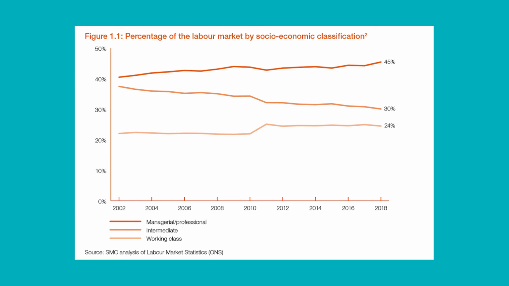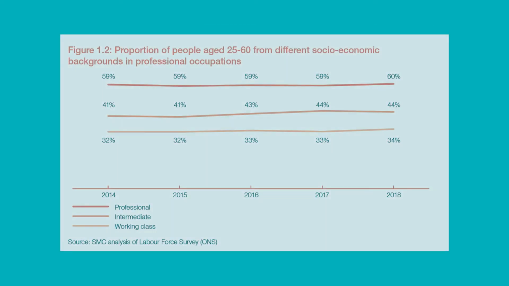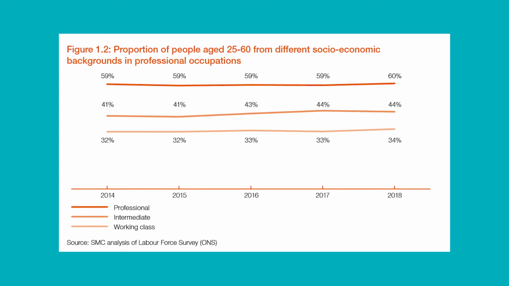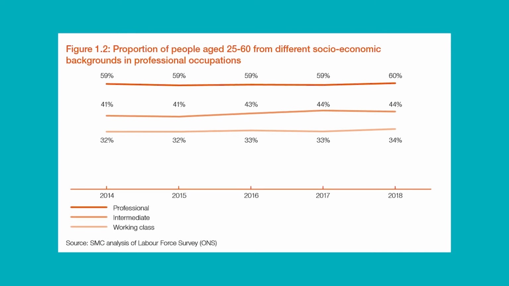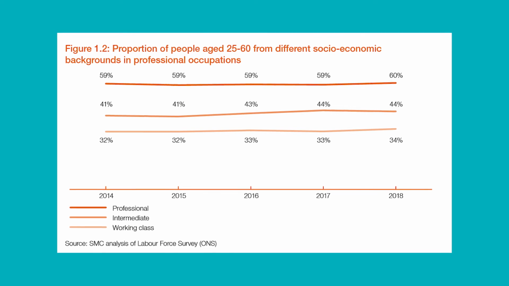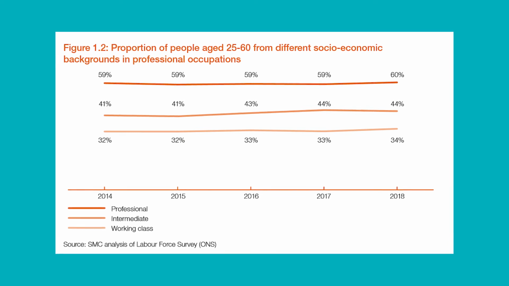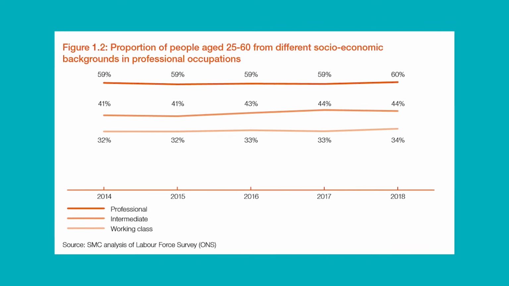The important thing, of course, is to realize who fills these jobs. And figure 1.2 actually looks at the percentage of people in professional jobs according to their social class background. That is their background of origin. And we can see in figure 1.2 that despite the growth in professional occupations, most of these top jobs actually go to people from professional and intermediate backgrounds. So for example, just 34% of people from working class backgrounds work in professional jobs, compared to 60% of people who were born into professional backgrounds. And the interesting thing from figure 1.2 is that there's been relatively little change in these rates of who fills top jobs over the last 6, 7, 8 years.